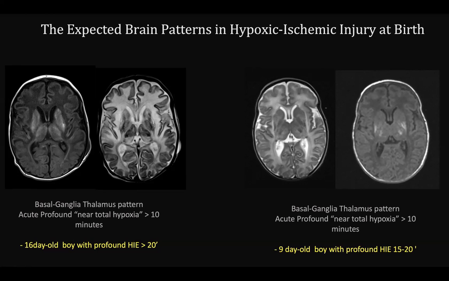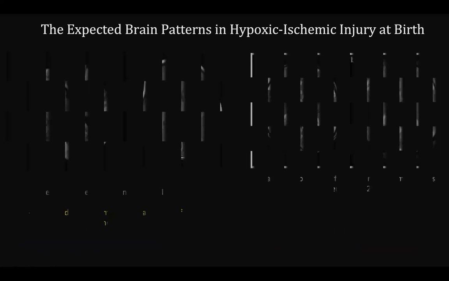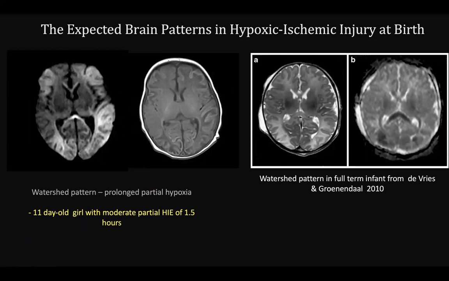hypoxic ischemic injury at term, and historically they say this is typical of acute profound, so-called near total hypoxia, more than 10 minutes, because we know that with less than 10 minutes the brain should be able to get away without damage. Okay, that's the first pattern. We will come to that later, but for now, acute profound HIE, the basal ganglia pattern, is the first well-recognized neonatal pattern reflective of ischemia. Of course, this is a neonate at term.